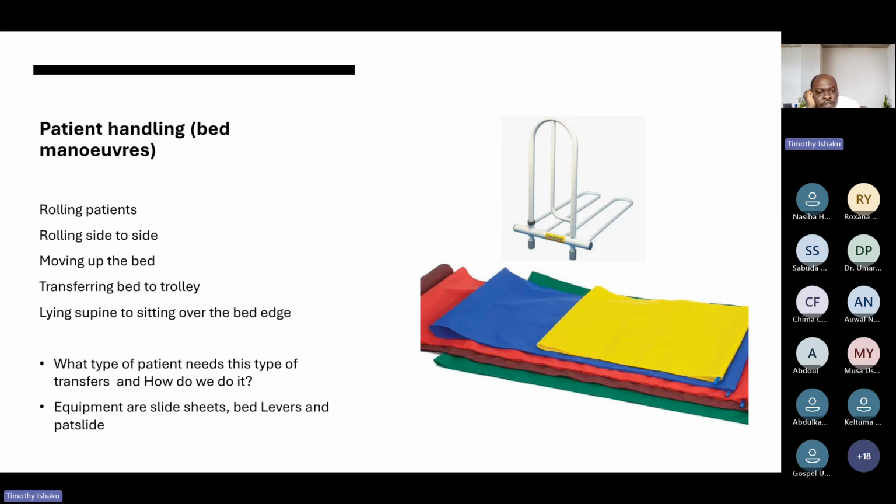And you can use those slide sheets to pull the patients up or down the bed, to reposition them in the bed, or to move the patient from one side to the other. Remember, we talked about one of the risks of injury being bending to reach for the patient to pull them. So you can use the slide sheet to just transfer the patient closer to you instead of you bending.